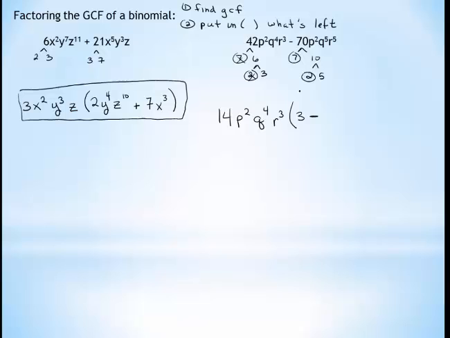Same sign, so minus. I've taken these out, so I'm left with a 5. 2 p's, none left. 5 q's, so there is 1 q left. And 5 r's, I took 3, so there are 2 left. And this is the factored form of that binomial.